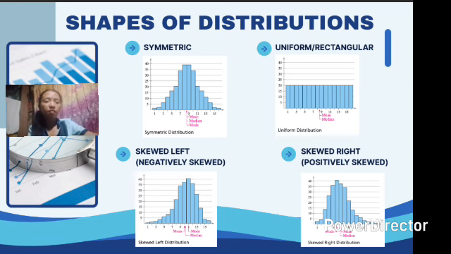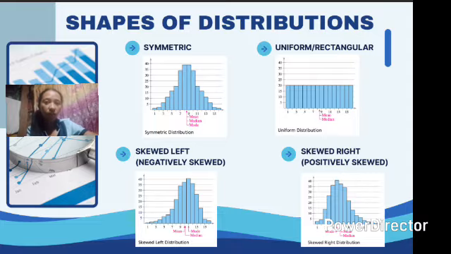Next is the shape of distribution. So the shape of distribution describes how the data values are spread and arranged when shown in a graph, such as a histogram or box plot. Understanding the shape helps in interpreting the behavior and characteristics of the data.